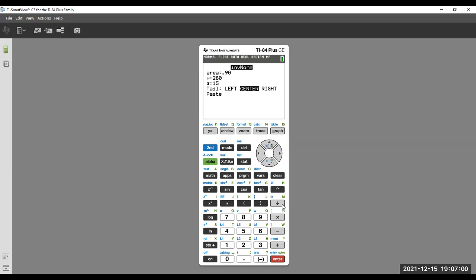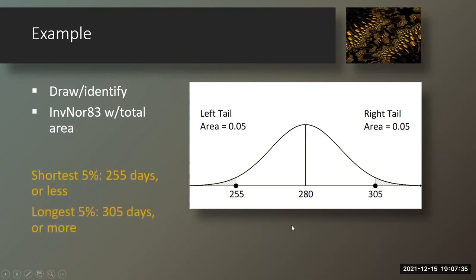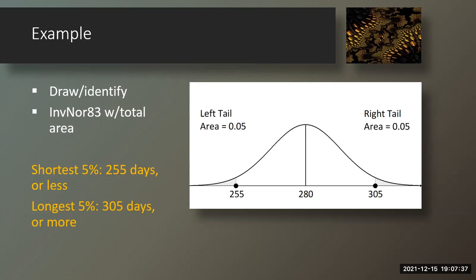So paste that in there. And there we go. At the low end, I'll round to the nearest day: 255 days. At the high end, 305 days. 280, kind of smack dab in the middle. So let me come back over here for just a moment. There's a 255 and the 305.